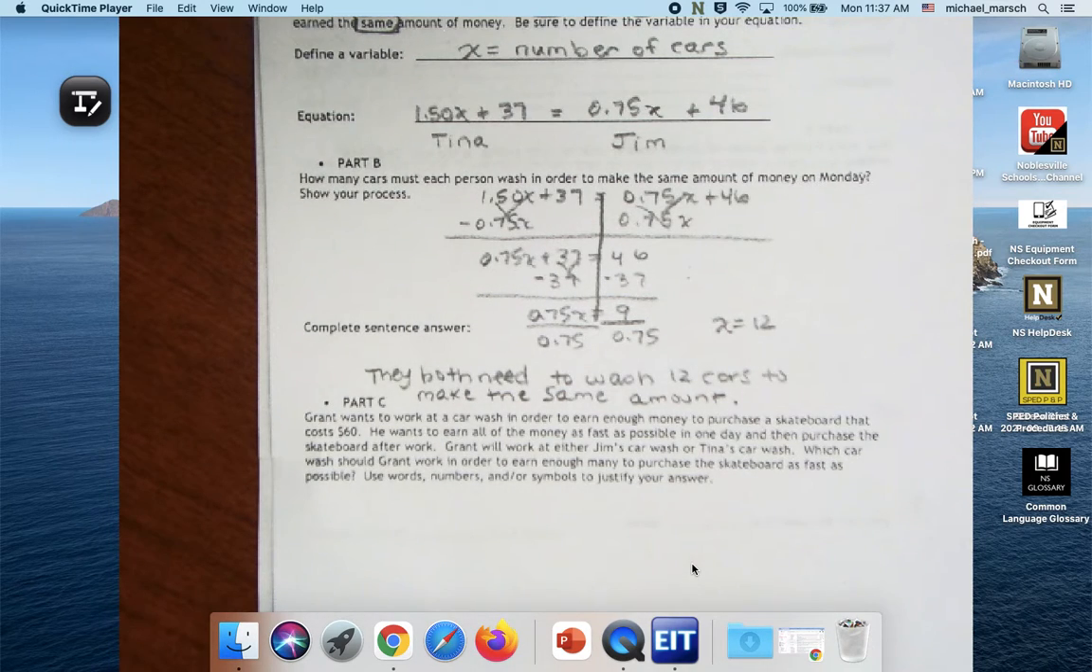Yeah, because he's going to make more just for showing up, right? So he doesn't need to be there that long, because he makes more just for showing up that day, right? Okay, what about Grant? Go ahead and read to yourself about Grant wanting to work at a car wash.